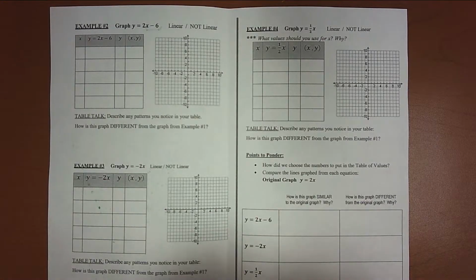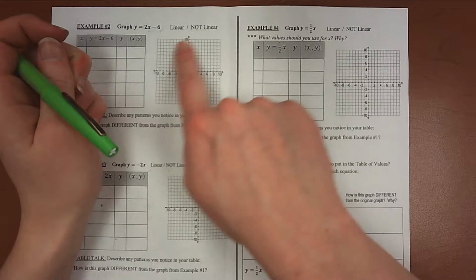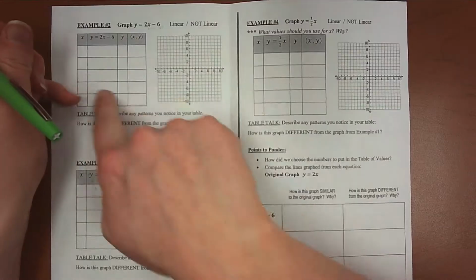Alrighty, we're going to continue graphing equations using a table. And so when I say graphing equations using a table, what I mean by that is that we're given an equation that they want us to graph on this coordinate plane. And we're going to use this table here to help us do that.